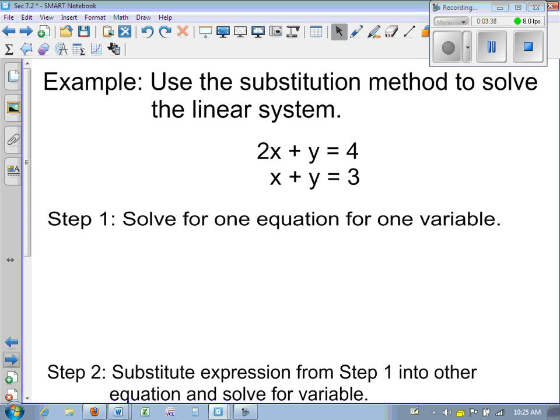We have to solve one equation for one variable. Now, as we talk about this, there's different ways you can do it. Right now, I'll explain which one I'm doing, and then we'll look at it a little bit more clearly. I'm going to take the second equation, and I'm going to solve it for y. So I subtract x from both sides. Let's do this down here under step 1. I subtract x from both sides.